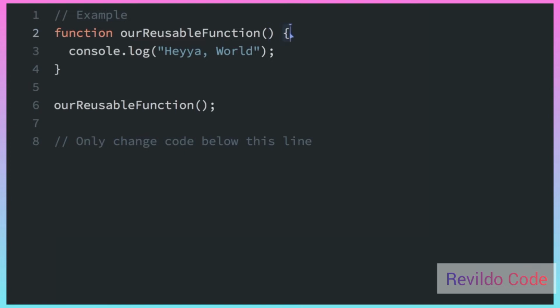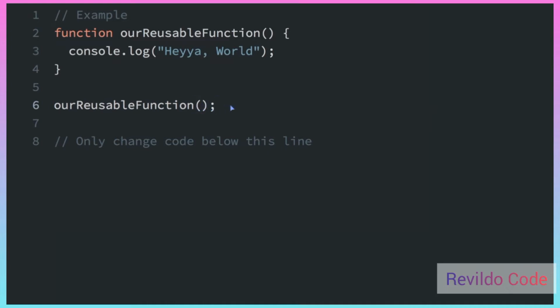And then we have these curly brackets. So this is the opening curly bracket, and then we have the closing curly bracket. And everything inside the curly bracket is run anytime the function is called or invoked. So here the function is being called by just putting the function name with parentheses after the name.